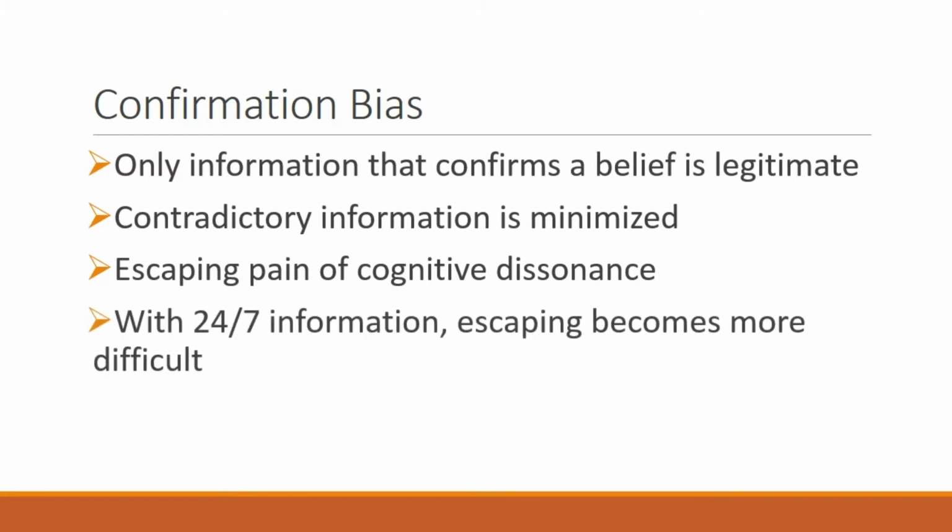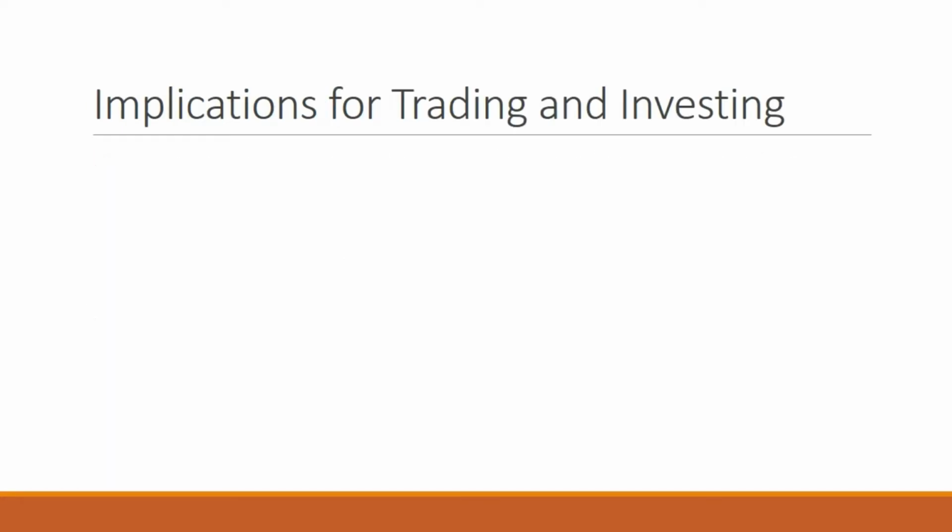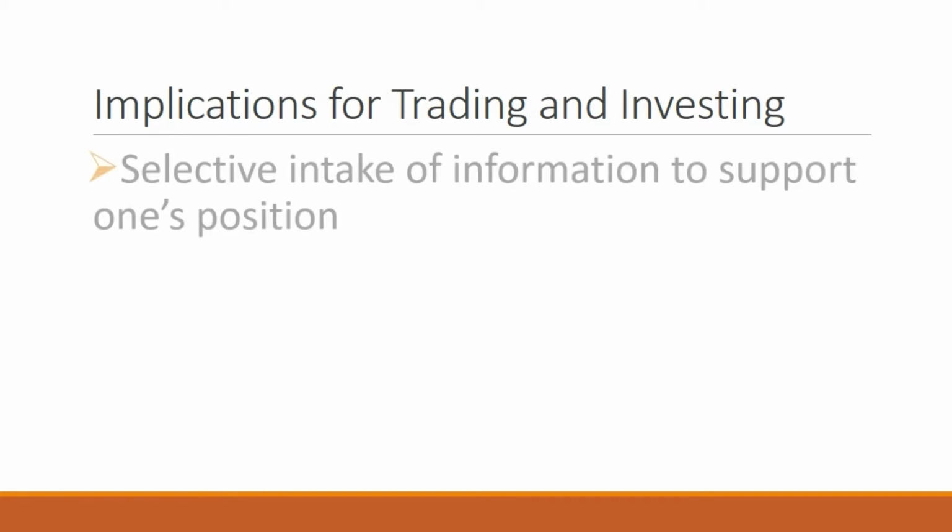Confirmation bias has become more important with the 24/7 information that we're bombarded with because escaping becomes more and more difficult the more information that we receive. There are several implications of the confirmation bias. Firstly, it means that we selectively intake information that only supports our position.